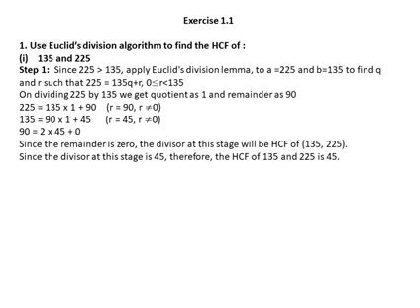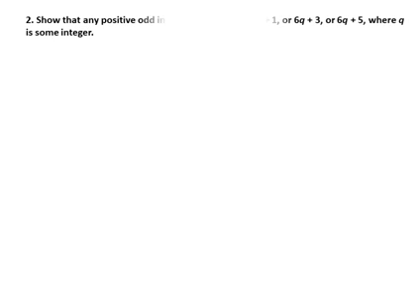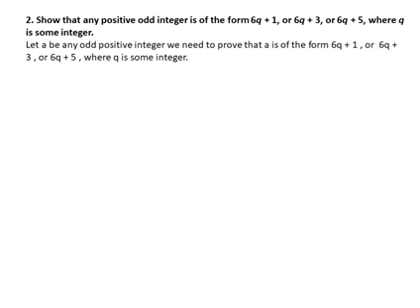Second sum, show that any positive odd integer is of the form of 6q plus 1 or 6q plus 3 or 6q plus 5, where q is some integer. This is similar to example 3. Let me take any odd positive integer as a, by applying Euclid division lemma. We can express a is equal to bq plus r. If a is divided by b, we need to get 6. That means b is equal to 6. So a is equal to 6q plus r.